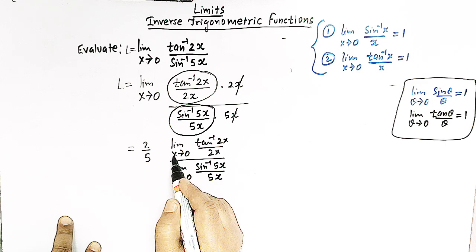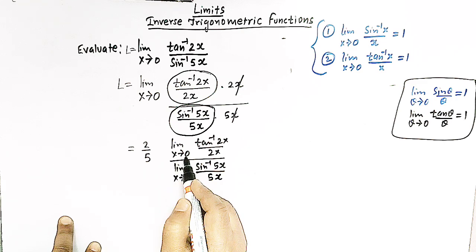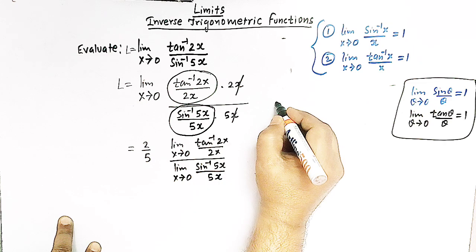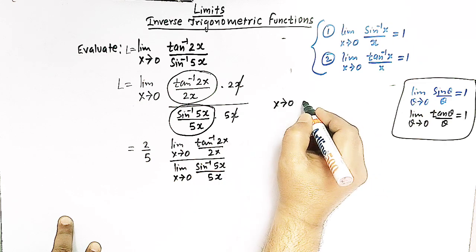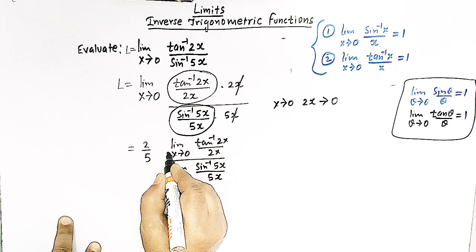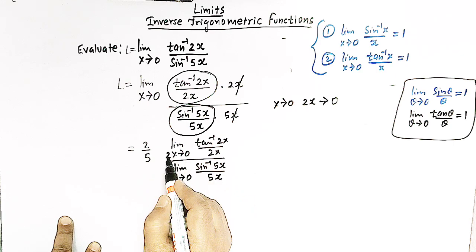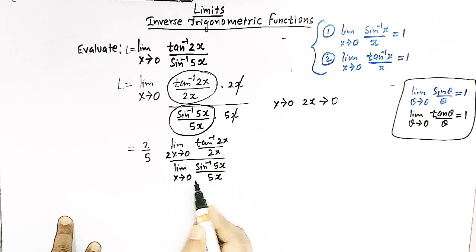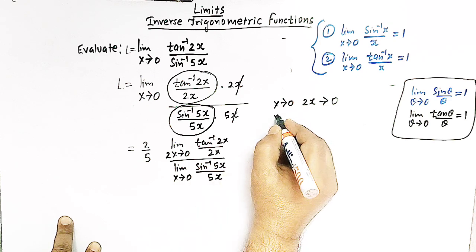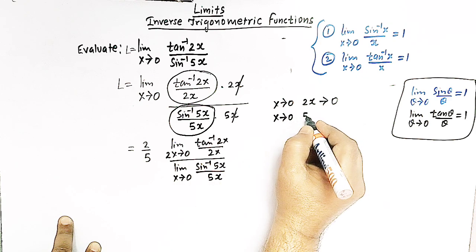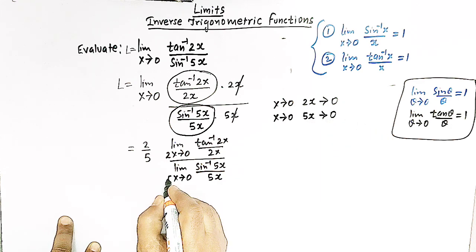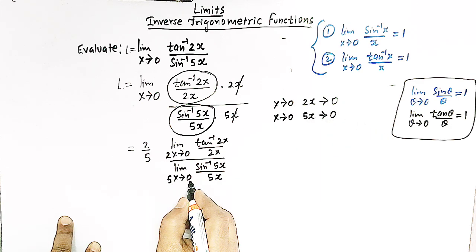So now here we have a limit x tends to 0, and here we have 2x, right? So when x tends to 0, then 2x also tends to 0. So here we can now write limit 2x tends to 0. And similarly here we have 5x. So when x tends to 0, we can now write 5x tending to 0. So here we write limit 5x tends to 0.